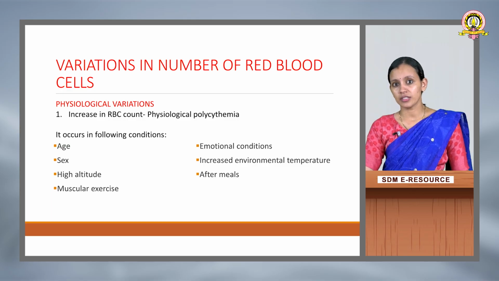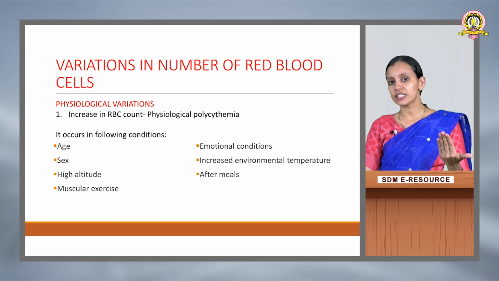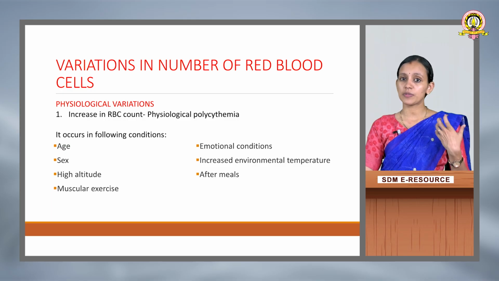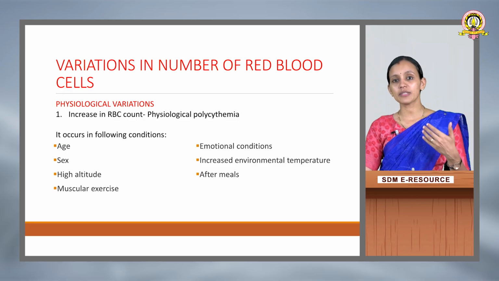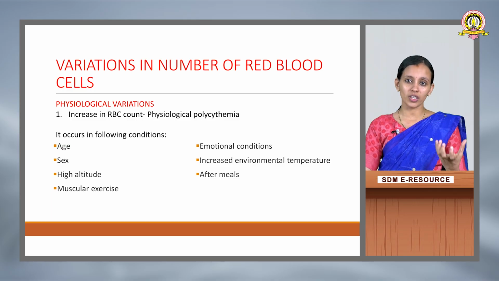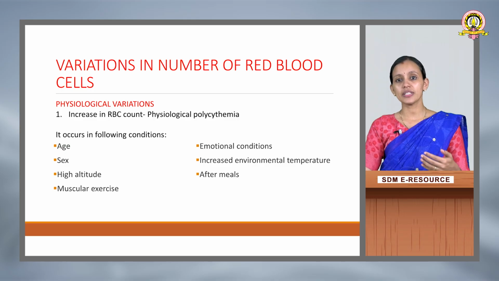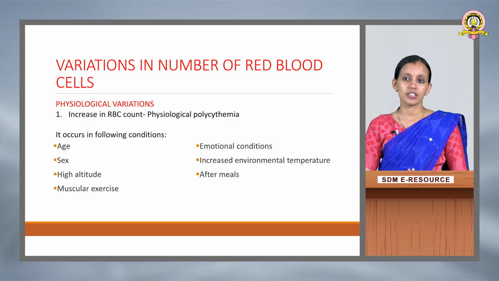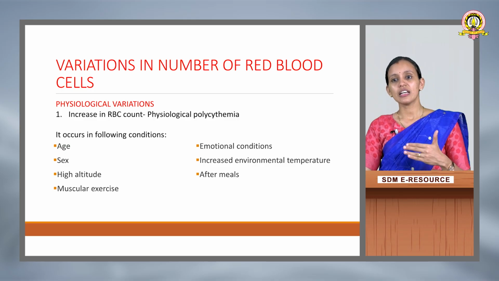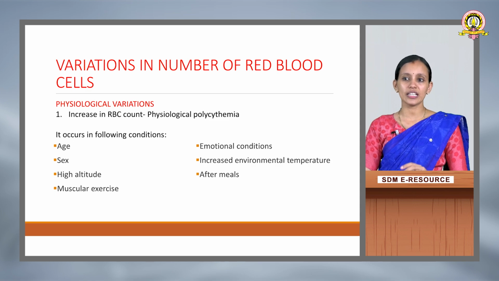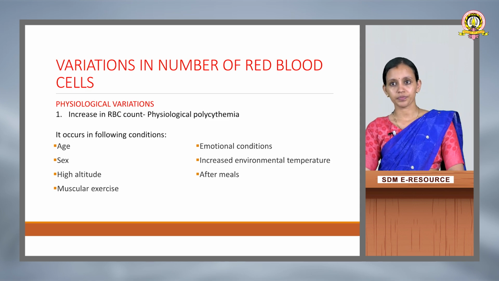And after meals, immediately after meals the body's metabolic rate speeds up. Because of the increased metabolic rate, it needs more oxygen. So, to meet the demand for oxygen, the RBC count will be increased. Because of all these things, the RBC count will be increased in these conditions.